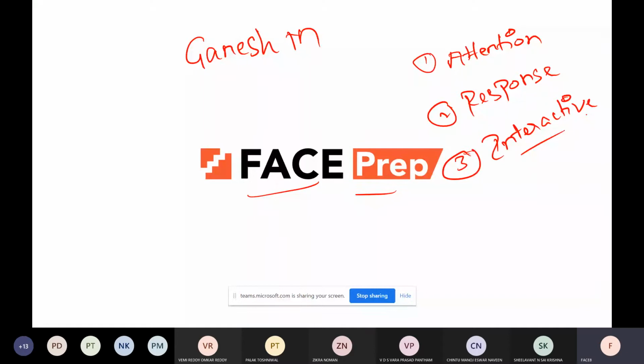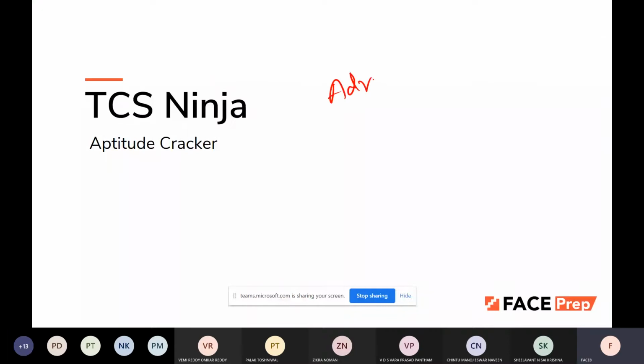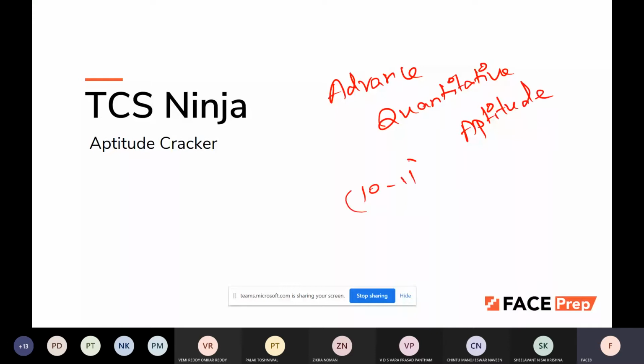So this session is all about some advanced quantitative aptitude questions. We are going to solve nearly 10 to 11 questions. These questions are not from a specific topic. These are all from different concepts, and those have a different way of approach. So no problem if you don't know.